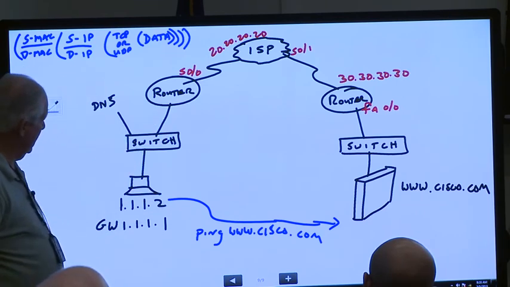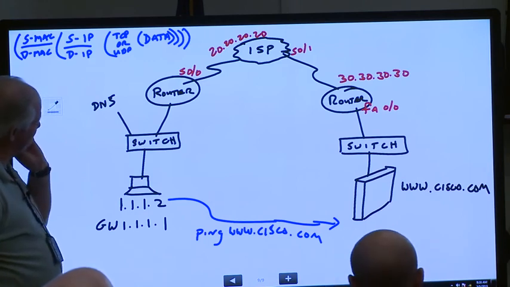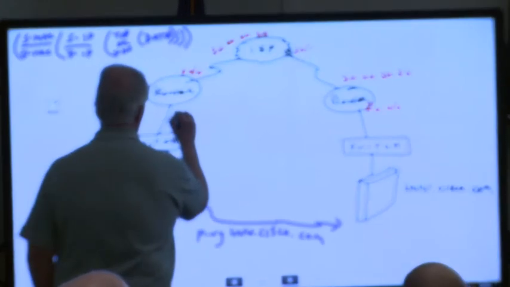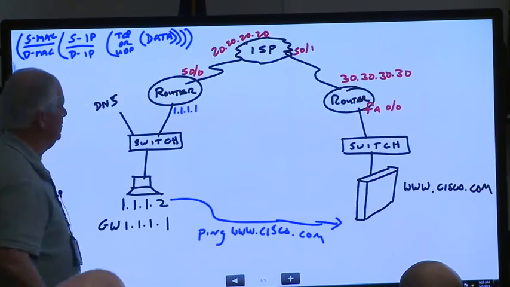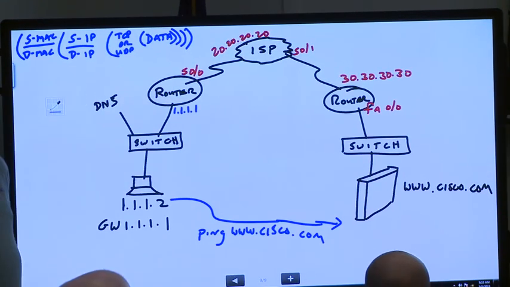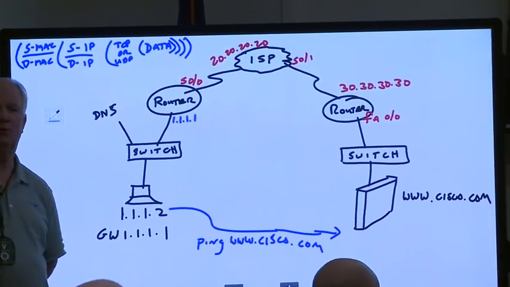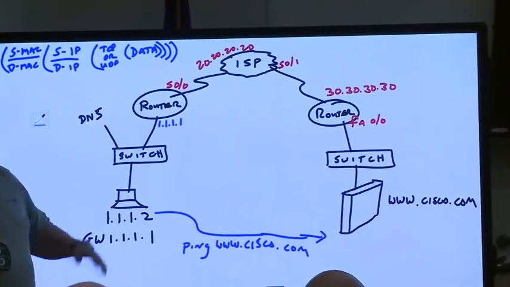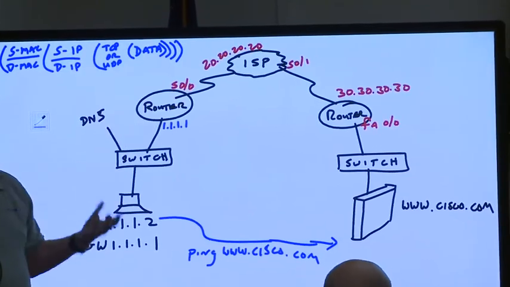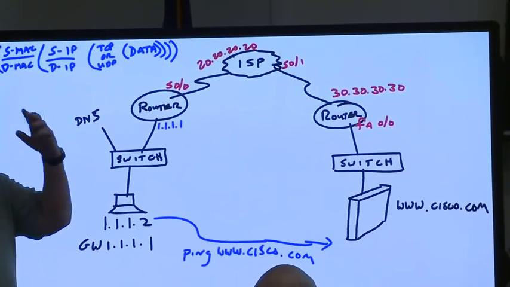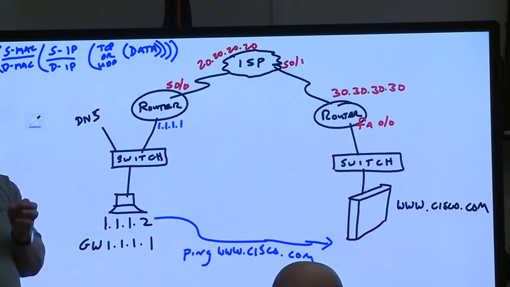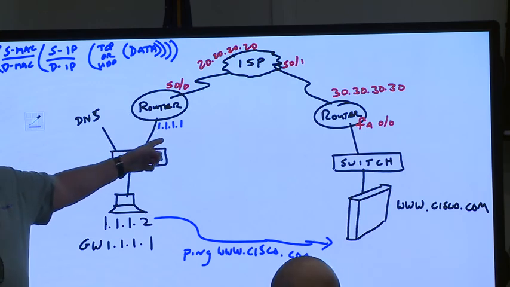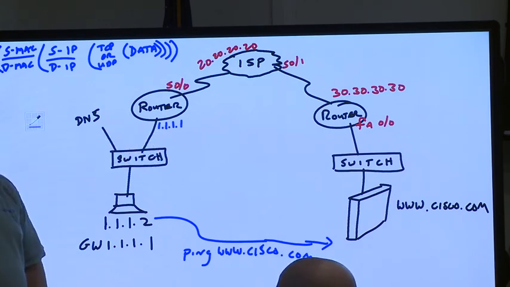Okay. So this is my 1.1.1.1. Now my workstation doesn't know how to get to 1.1.1.1, so what's it going to do? It's going to send out an ARP broadcast. What was ARP? Address Resolution Protocol. What address do I have and what am I looking for? I've got the IP. I need your MAC address.